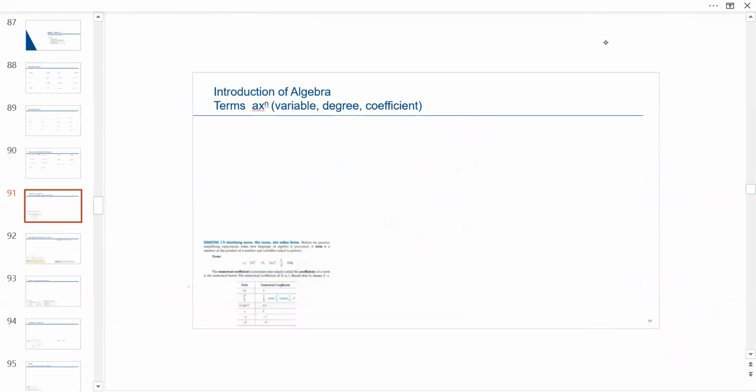I think time is almost up, so I'll leave this topic to next week. Next week we'll talk about term, degree, coefficient and calculations, so we go into more complicated cases. This week we just focused on scientific notation and operations, including product, quotient, and power law. That's all for this week.